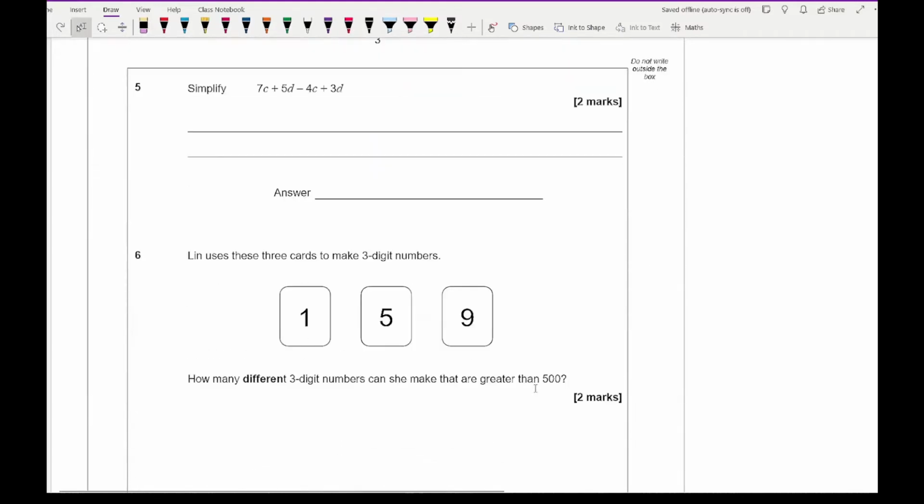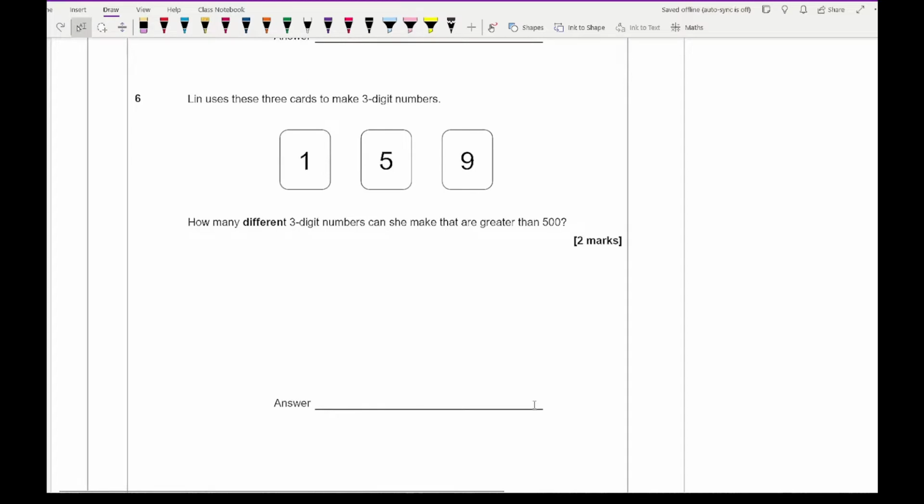Then for question 5, it says simplify this expression. So we've got C's and we've got D's. So if I simplify the C's, I've got 7 take away 4, which is 3. And then if I work with the D's, I've got 5 plus 3 rather, which is 8. So it's 8D. Question 6, it says Lynn uses 3 cards to make a 3-digit number.